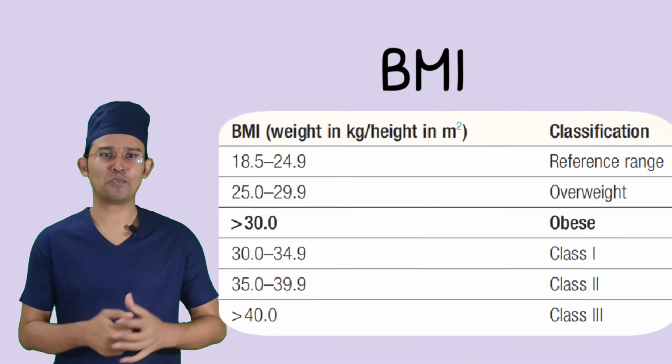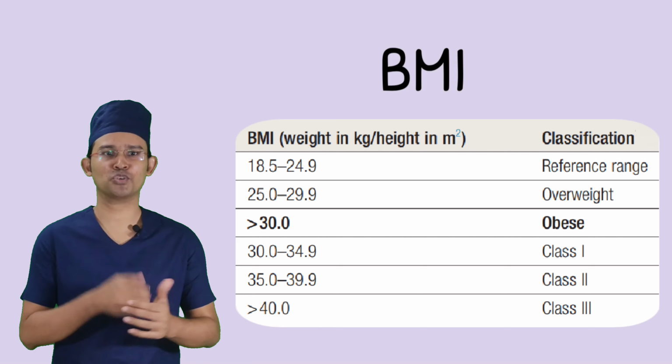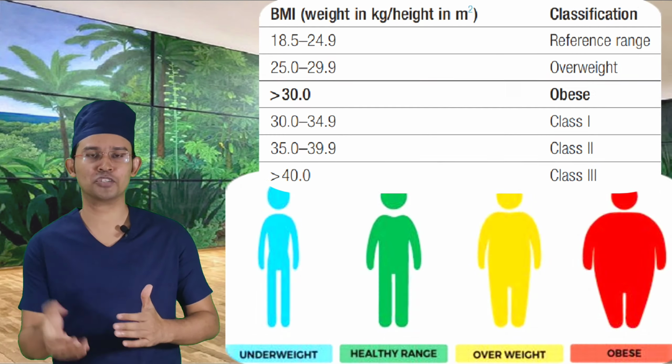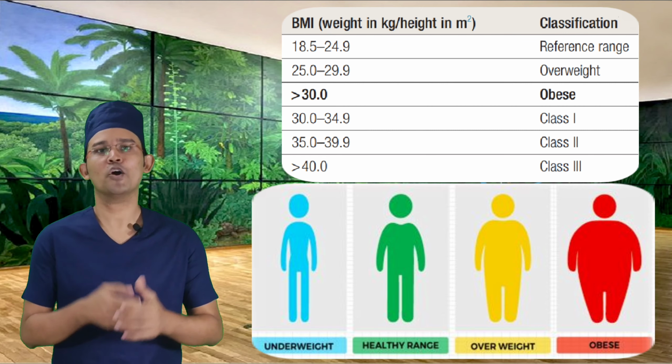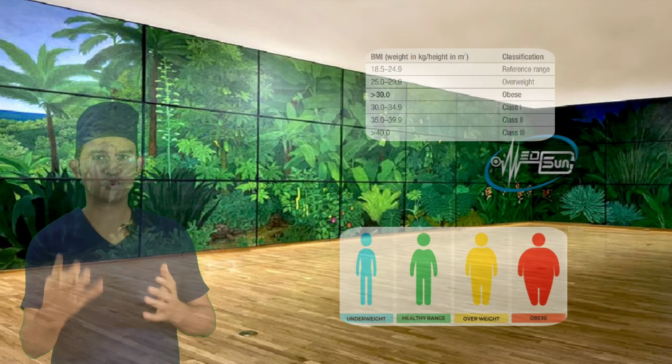Now if we think about the BMI ranges, 18 to 24 is the normal range. 25 to 29 is overweight. If it is more than 30, we call it obese. Obese again we classify into class 1, class 2 and class 3.